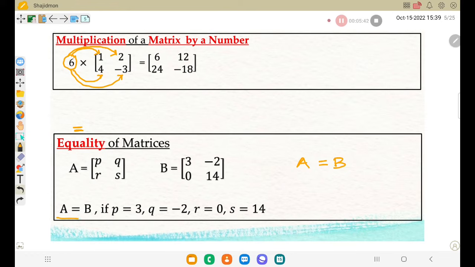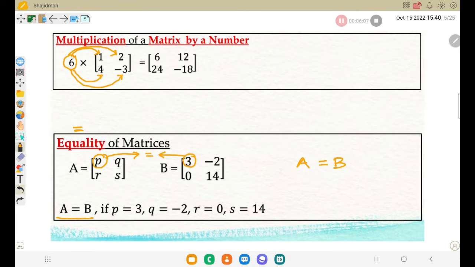What is the meaning of A equal B? Actually, the first number here should be the same as the first number here. That means what will be the P value we are getting? P value equal to 3. Same way, the second number should be the same as the second number, Q equal minus 2. The third number should be the same as the third number here, R equal 0. And the fourth number will be the same, S equal to 14.